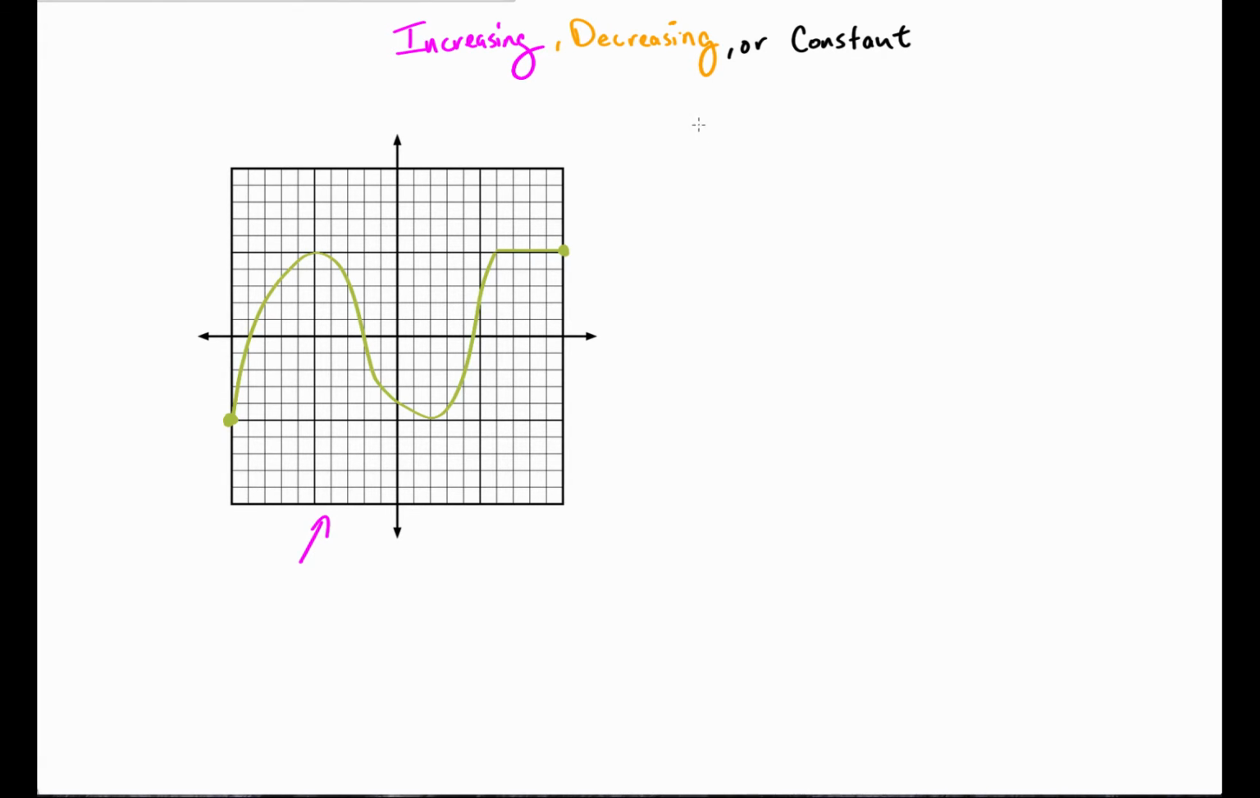The first is that we're going to read from left to right. That, of course, shouldn't be surprising since that's how we normally read. Now, the second thing is the y value, our output, is going to tell us if we are increasing or decreasing.